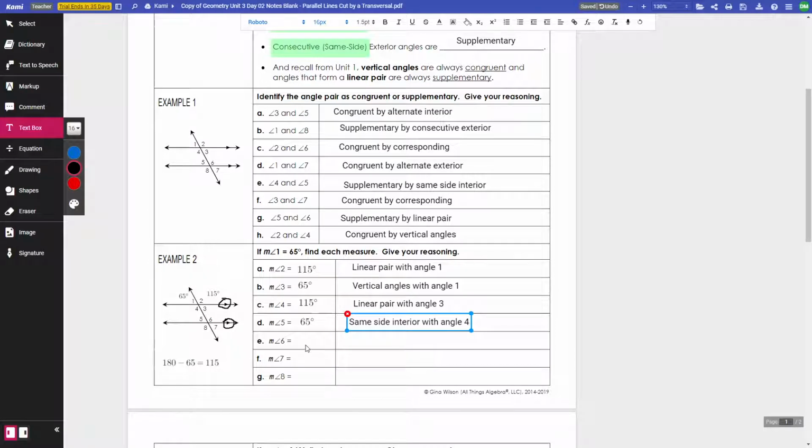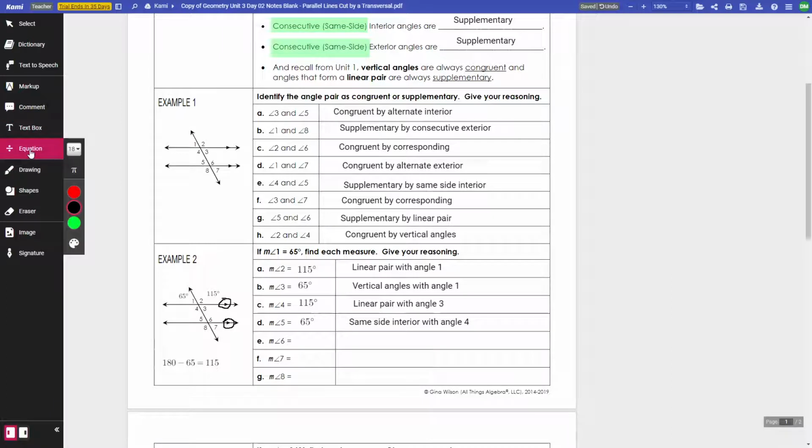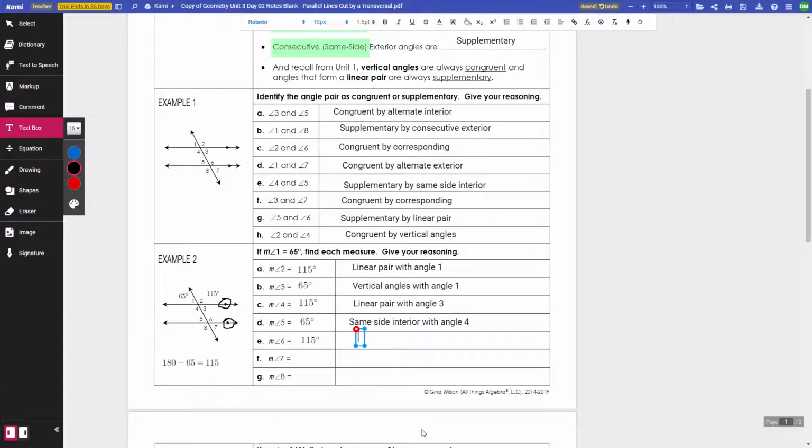Okay, now angle 6. Is that one 115 or is it 65? Okay, this one is pretty obviously, by looking at the picture, 115 degrees. And now in the box, give me a reason why. Okay, there's lots of reasons you could have chosen at this point. We've got lots of information. I'm just going to say that this is corresponding with angle 2. You could have had a different reason that's equally correct. That's just the one that I happen to be using right now.